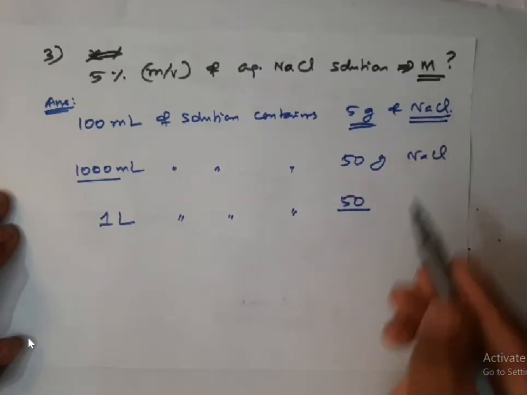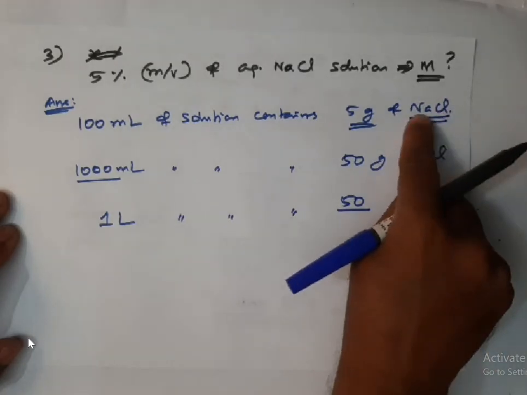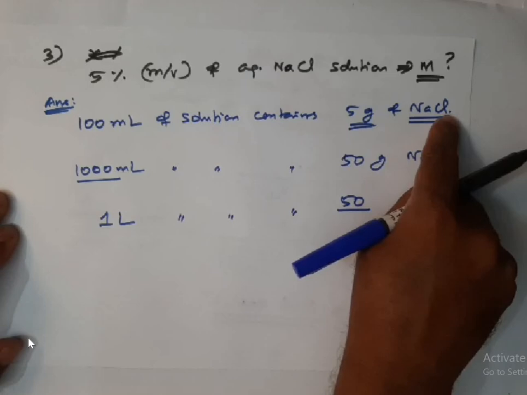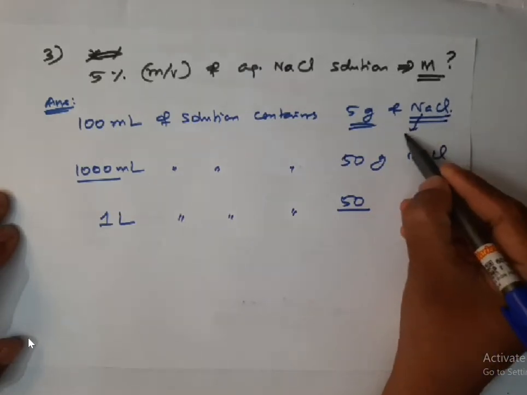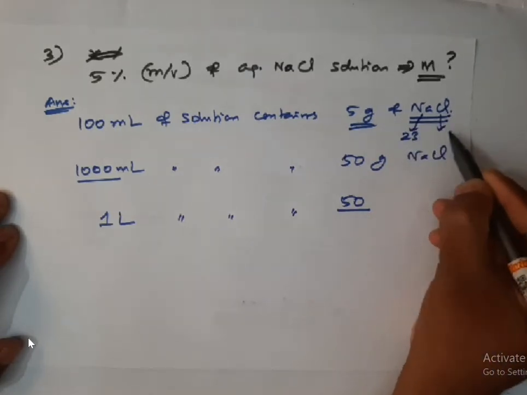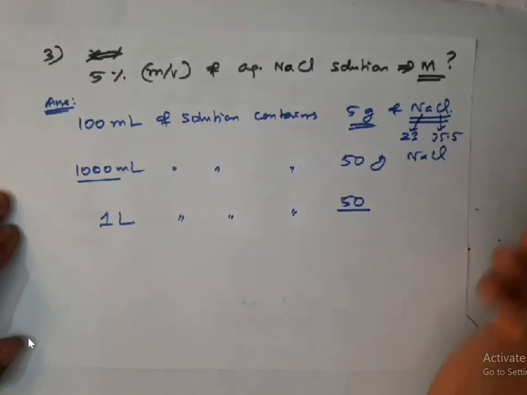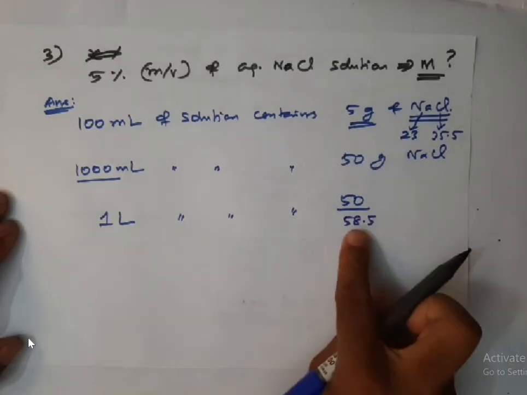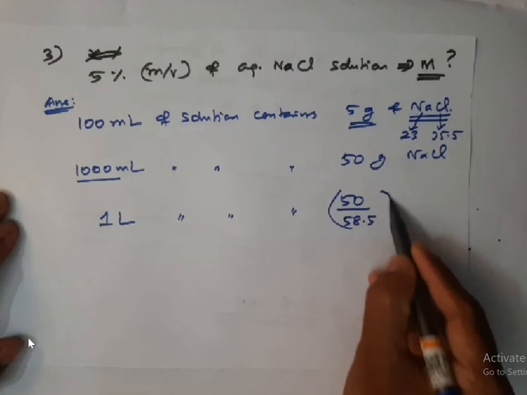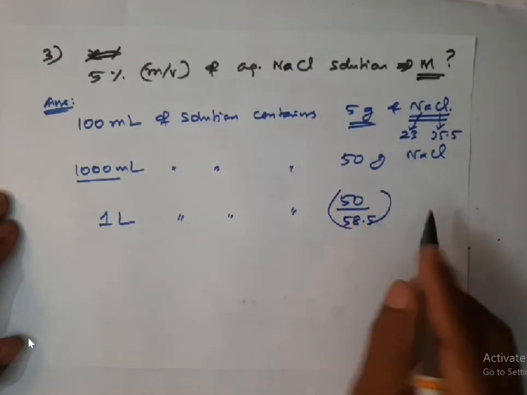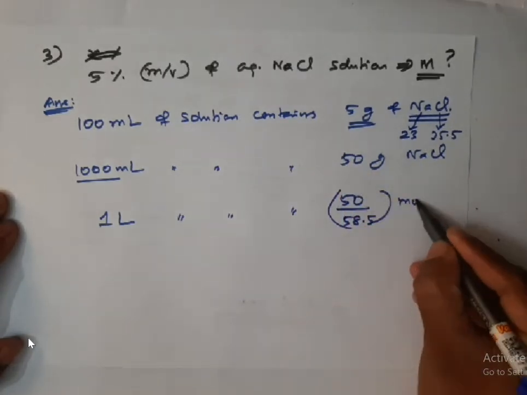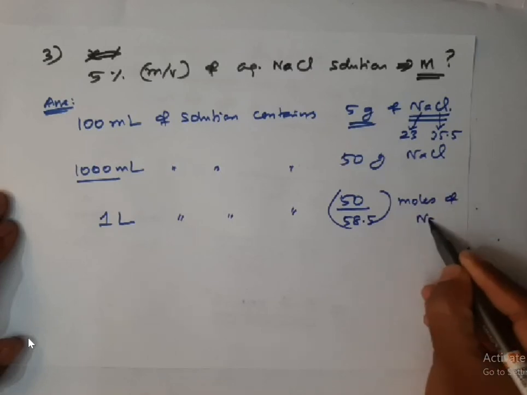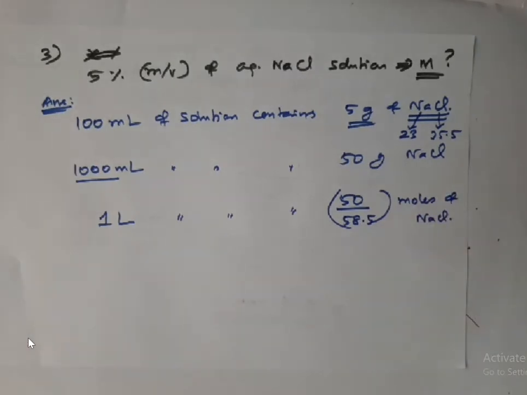For sodium chloride, the atomic mass of sodium is 23, chlorine is 35.5. So what's the mass? 58.5. 58.5 is the molar mass of sodium chloride. So if I divide this 50 by 58.5, I'll get this many moles. So this many moles of sodium chloride is present in the solution.